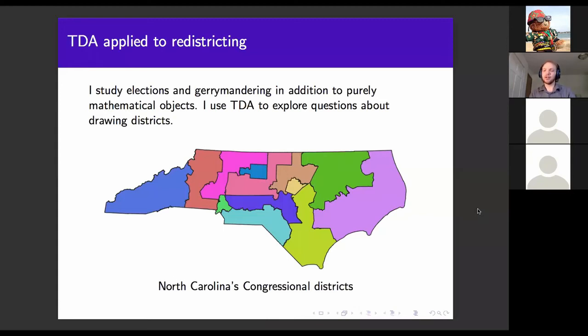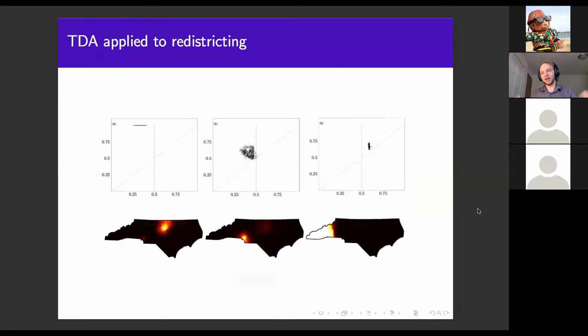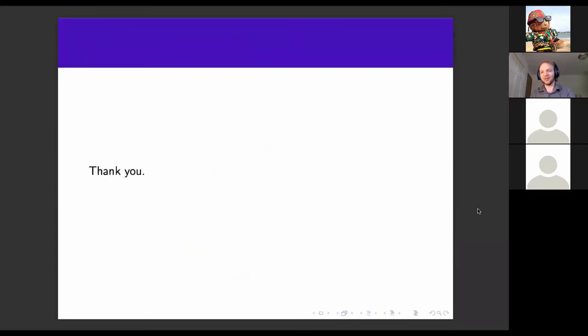I'm not going to really explain what I use TDA for, but I'm going to throw up a fancy looking plot and gesture at it and say that basically I use TDA to study where the votes concentrate when you do redistricting. In other words, which districts are being won by who and how do they compare to their neighbors? And you get cool plots like this, which I can't really go into, but I'm happy to talk about anytime. And I think that's my last slide. So thank you very much for the opportunity to talk a little bit about the stuff I do.